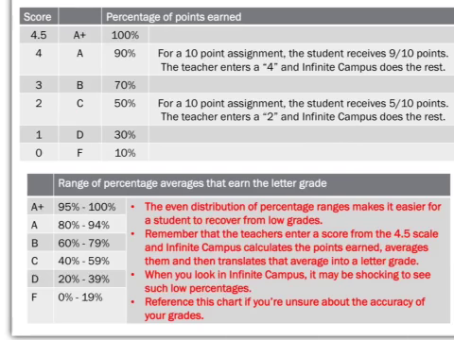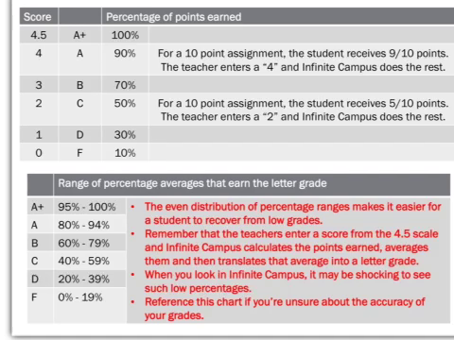On the bottom, you'll see the range of percentages or averages that earn the letter grade. As we talk about a 10-point scale above, this grading scale is an even or equal distribution of percentages or ranges that make it easier for a student to recover from low grades. Remember that the teacher does enter a score from 0 to 4.5 on the 4.5 grading scale, but Infinite Campus calculates the points earned or averages them and then translates that average into a letter grade.